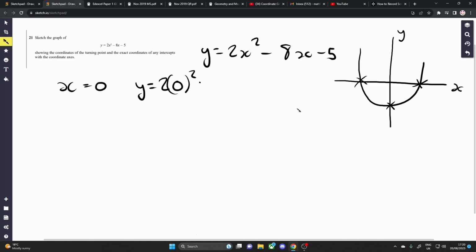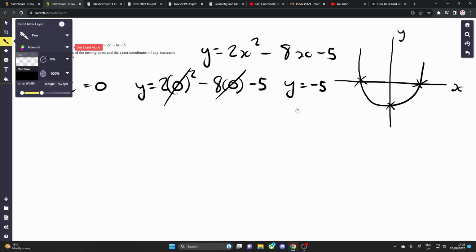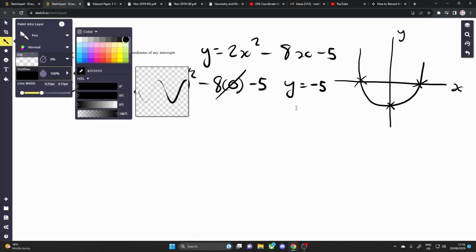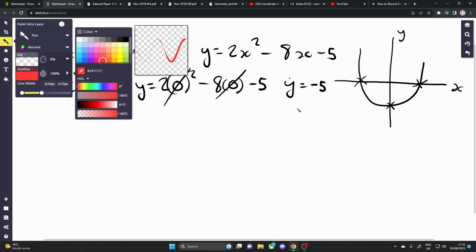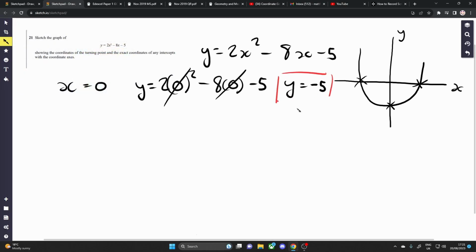So here we go. And then notice, because these terms are being multiplied by 0, they get cancelled out, and we're just left with y equals minus 5. Alright, and I'm going to put a red box around that, so we know that that's one of our answers.